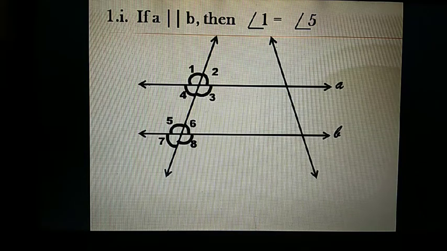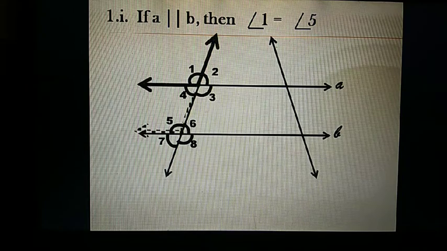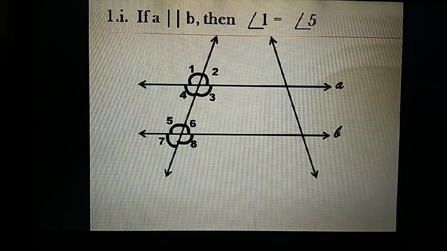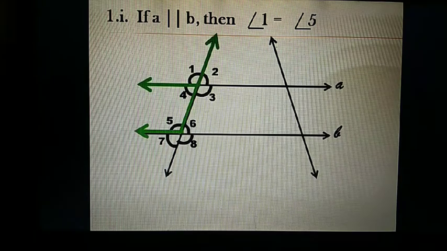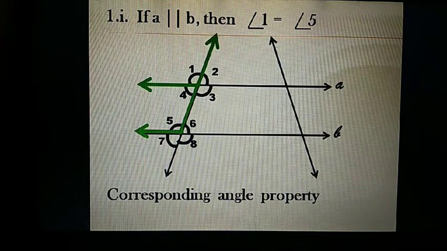Then, which property states that angle 1 is equal to angle 5? First, we will trace angle 1 and angle 5. Yes, both are on the left of the transversal. Both are above the line. They are corresponding angles, or they are making a symbol F. So by corresponding angle property, we can say that angle 1 is equal to angle 5 as the lines given to you are parallel.